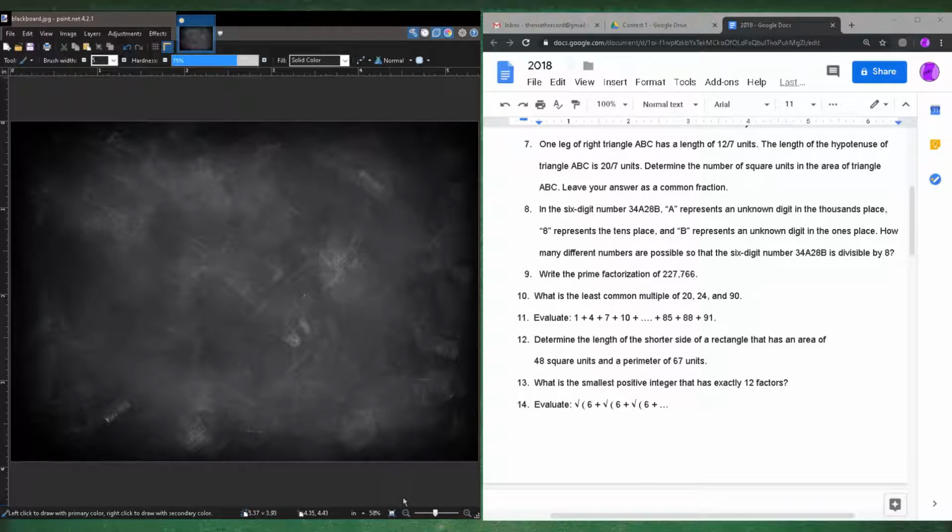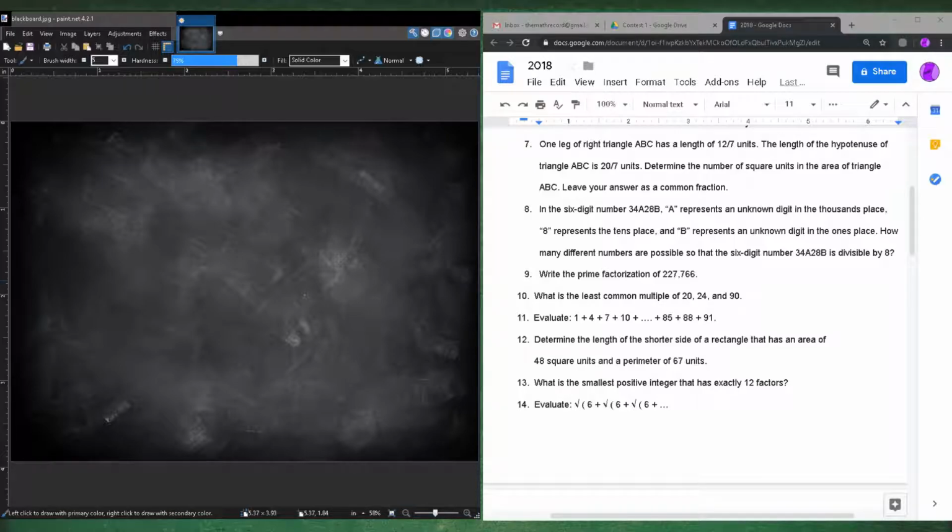Okay. Question 11. Evaluate 1 plus 4 plus 7 plus 10 plus etc. until plus 85 plus 88 plus 91. When I see this, it's usually going to be a sequence. Since it's a sequence, it's either going to be geometric or arithmetic. How do I tell the difference? Geometric is going to be multiplying or dividing. Arithmetic is plus or minus. Since this is a plus, I know it's arithmetic. But that's only one of the conditions. Another condition you have to check is whether the difference is the same, right?